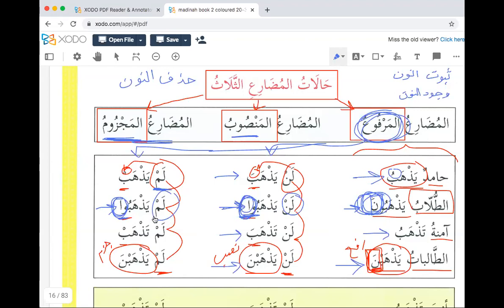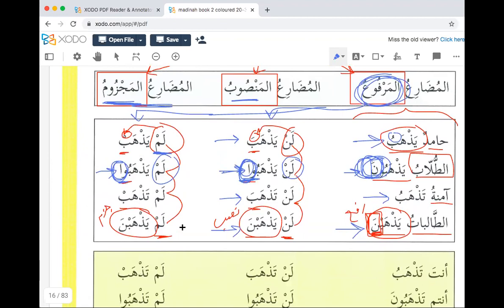So now lam yadhhabu, you know that this is majzoom. How do you know it's majzoom? Because there's a noon missing, or because there's lam before it? Because lam is before it. Exactly. Not because there's a noon missing, because the noon missing could make it also mansoob. There's a question there. No, it doesn't, Imran. That word you're thinking about is ma'soom, with a ain and a sad. Majzoom doesn't mean innocent. Ma'soom means innocent.